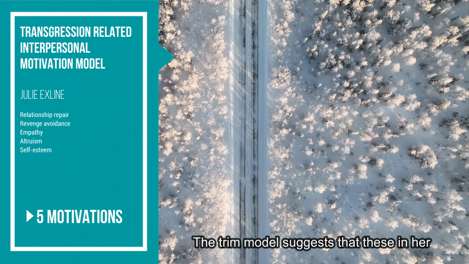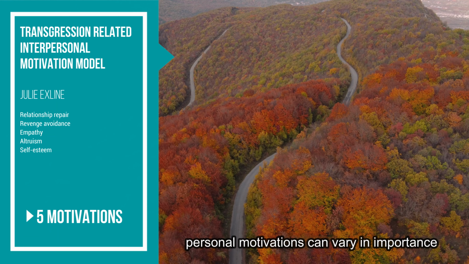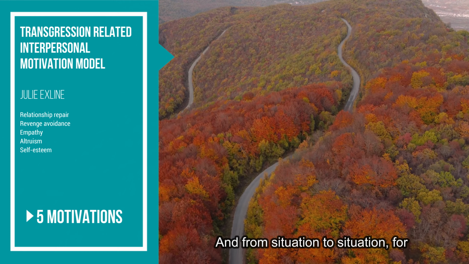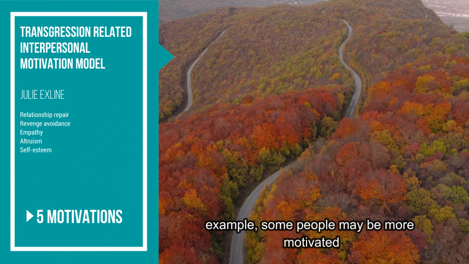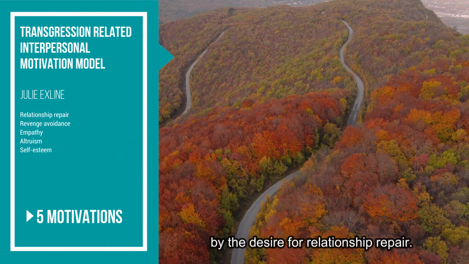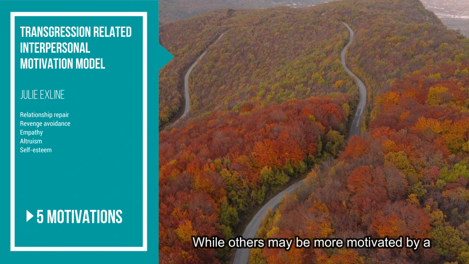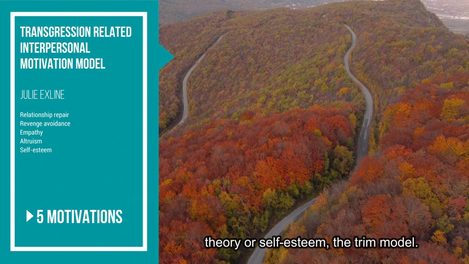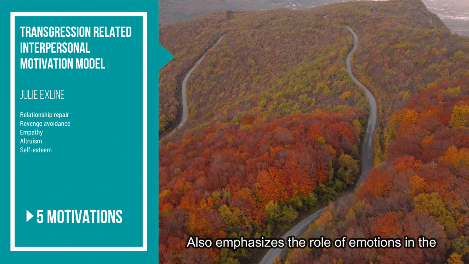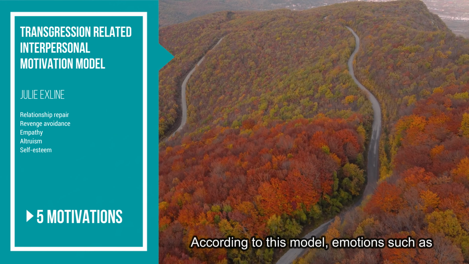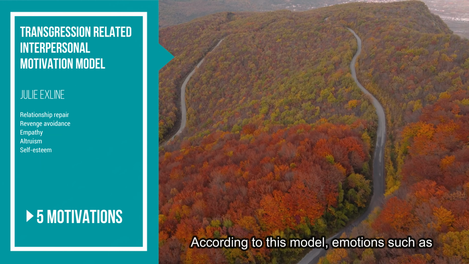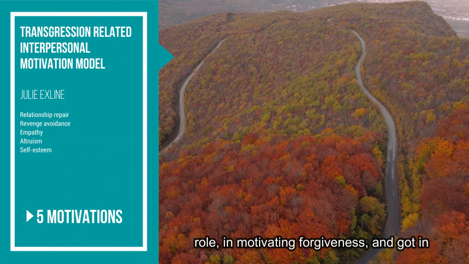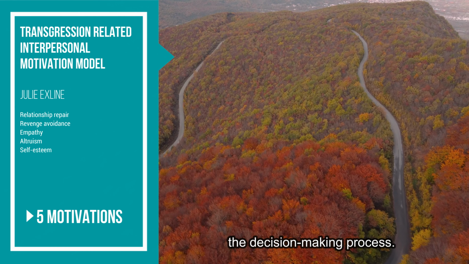The TRIM model suggests that these interpersonal motivations can vary in importance from person to person and from situation to situation. For example, some people may be more motivated by the desire for relationship repair, while others may be more motivated by empathy or self-esteem. The TRIM model also emphasizes the role of emotions in the forgiveness process. According to this model, emotions such as anger, sadness, and empathy play a crucial role in motivating forgiveness and guiding the decision-making process.